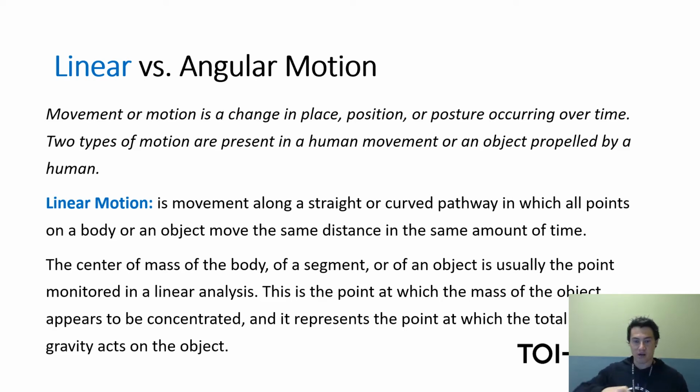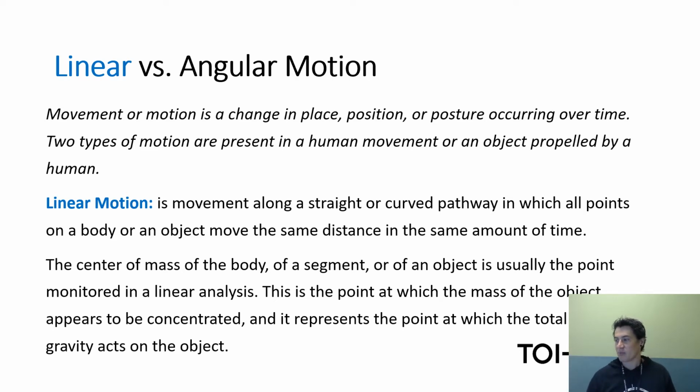So you running around a track, if you keep your speed constant, that's linear motion, because every body part is moving at the same speed. Center of mass of the body is often what's used to measure that point in a linear analysis, because obviously, like I mentioned with running, there are parts of the body that are going through a different type of motion, but the center of gravity of your mass is moving at the same speed.